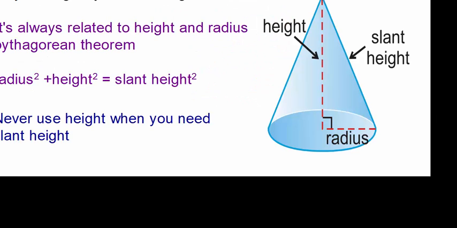Here are harder problems. In these harder problems, what happens is they don't give you the slant height. They give you the height instead. It's not what I want in the equation. So I have to find the relationship between them, and it is the Pythagorean theorem. Here's the base, radius squared. Here's the height. Height squared equals the slant height squared. The common mistake is plugging in height when you needed slant height.